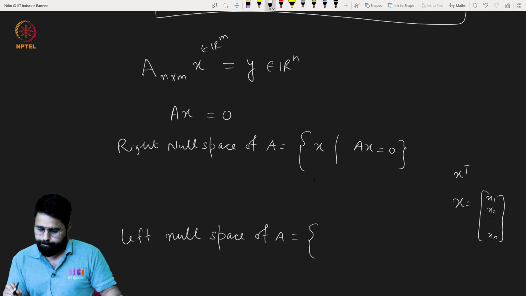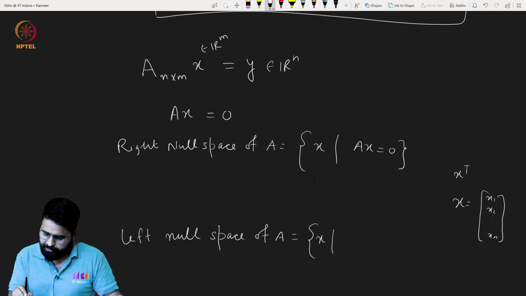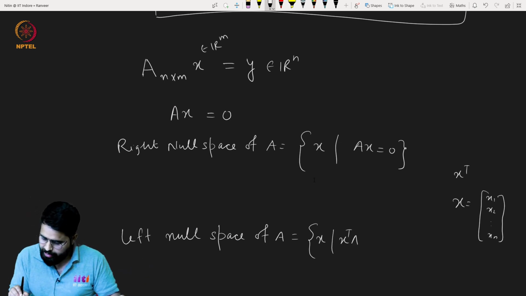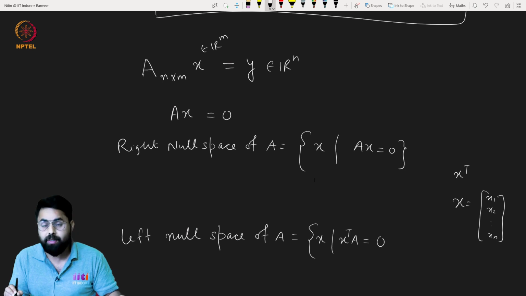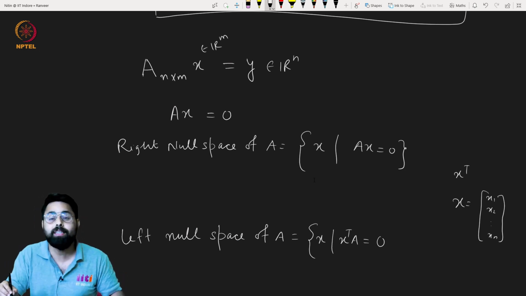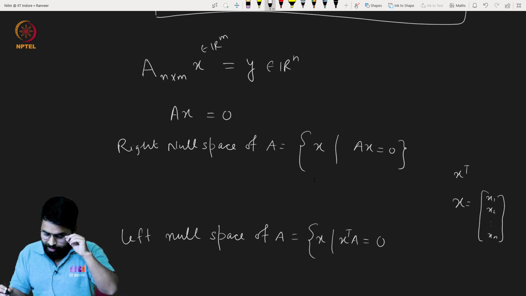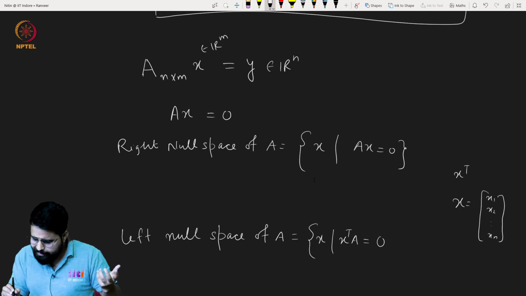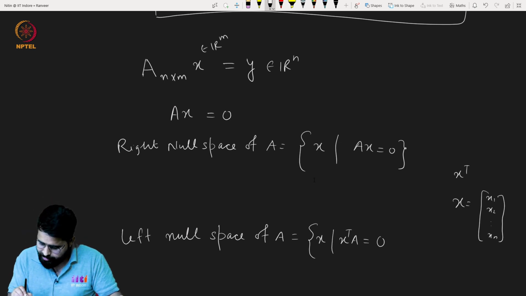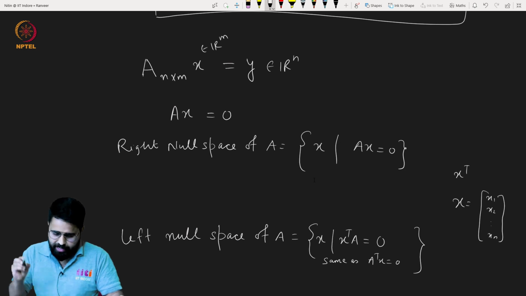It will be the collection of vectors such that if you multiply them toward the left, so x transpose A, it gives you 0. Remember, this 0 is now a zero row vector. Earlier this 0 was a zero column vector. And this is actually the same as, if you take the transpose, A transpose x equal to 0. So this is the left null space.